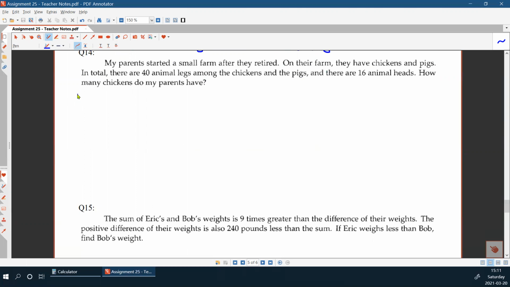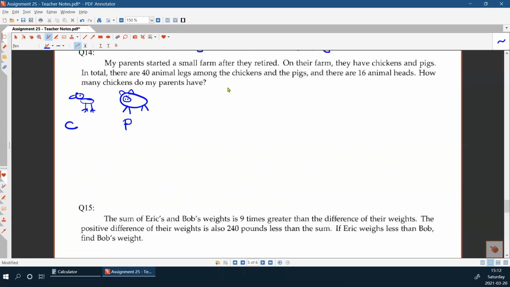Okay, for a chicken, how many legs does a chicken have? 2, right? Because one chick has 2 legs. So how about pigs? A pig should have 4 legs, right? So this is chicken and this is pig.